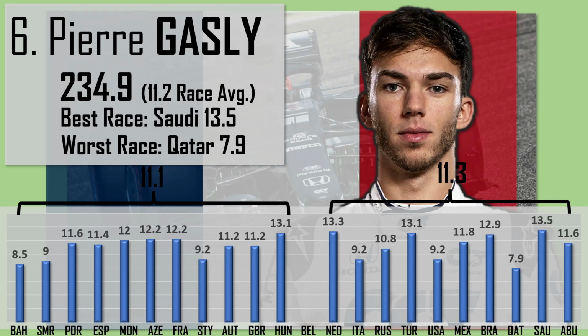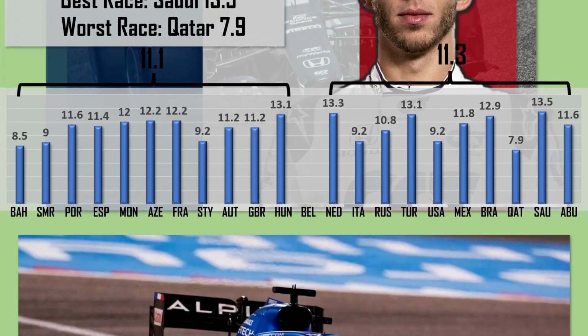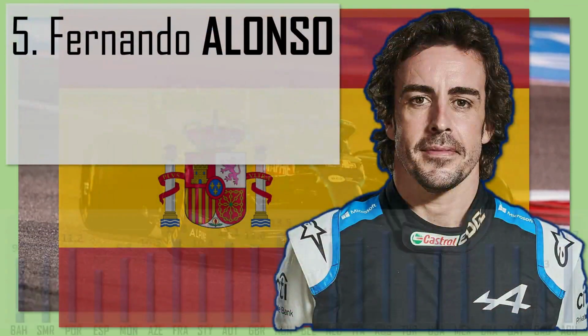But Pierre was again extremely consistent, scoring an average of 11.1 across the first half of the season compared to 11.3 for the second half of the season. And it is here where we then break in to the top 5. We start with Fernando Alonso.